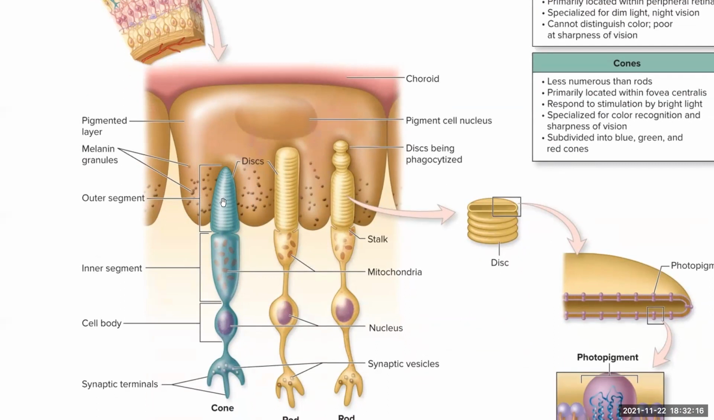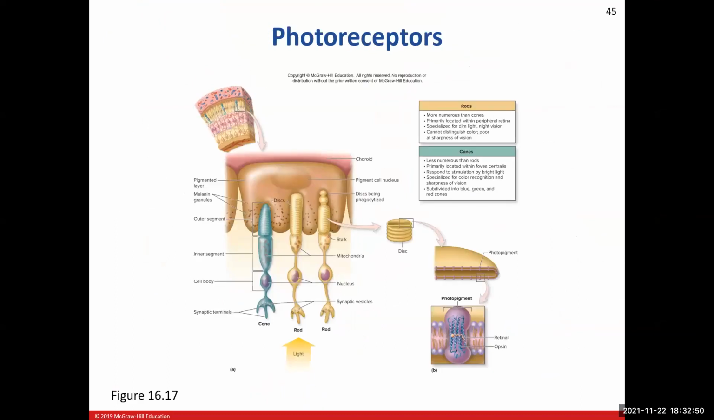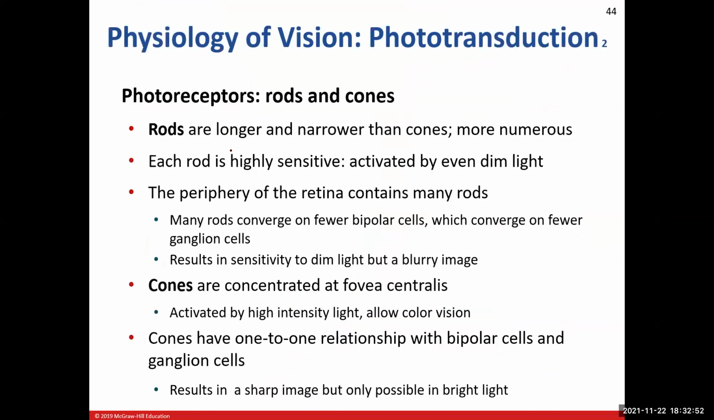So we have the outer segment, then our inner segment, and that contains all the organelles of the cell, like the mitochondria, Golgi apparatus, all that fun stuff. Then we have our cell body, where the nucleus of the cell is going to be located. And then at the other end here, we have our synaptic terminals. And inside the synaptic terminals, we have our synaptic vesicles filled with our neurotransmitter. We'll talk about the neurotransmitter. It's glutamate, and we'll talk about its role here in vision. Okay, so keep that in mind. The outer segment, the inner segment, the cell body, and our synaptic terminals there.